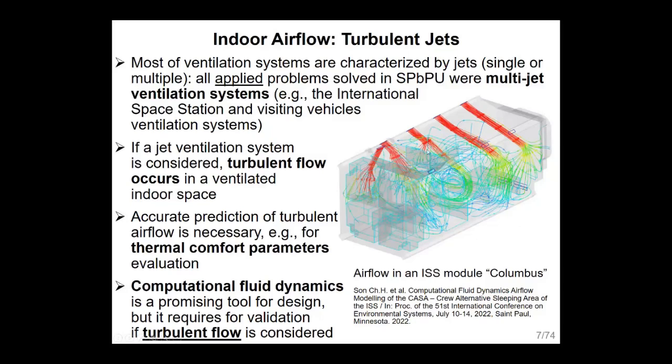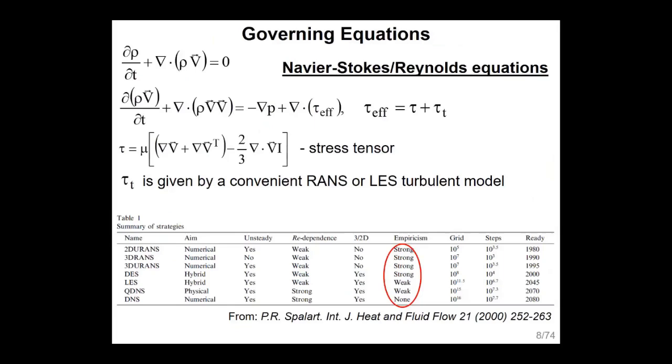When we have a jet ventilation system, turbulent flow occurs in the ventilated indoor space, and accurate prediction of turbulent airflow is necessary, for example, for thermal comfort parameters evaluation. Computational fluid dynamics is a powerful and promising tool for design, but it requires validation if a turbulent flow is considered. And more important, if we consider unsteady flow with global unsteadiness, validation is really in question. As background of modeling, we solve Navier-Stokes or Reynolds equations, depending on the approach to turbulence modeling.